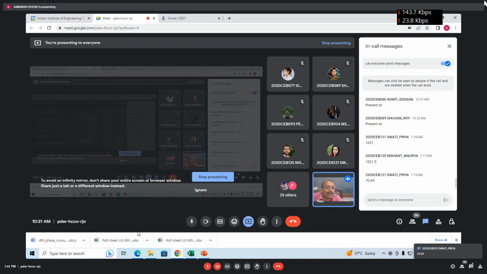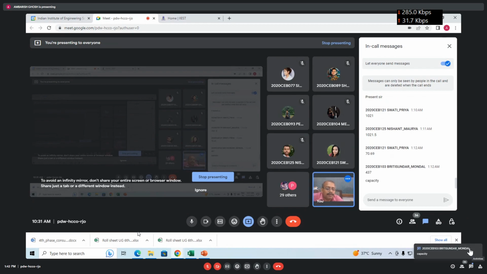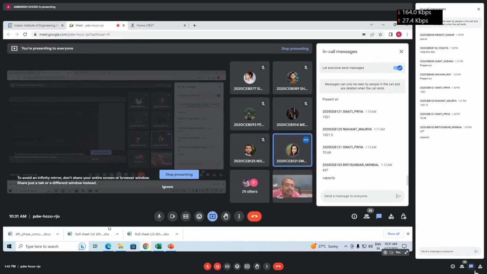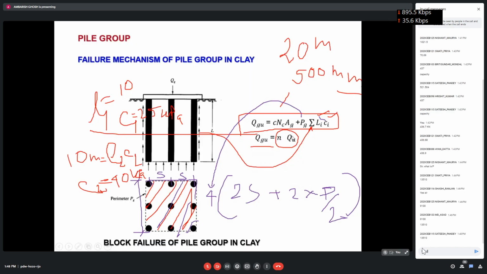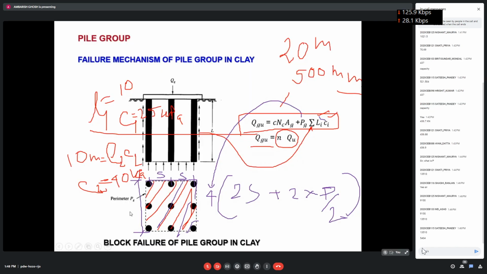This is the point bearing part, or have you divided by 2.5 and all? Sir, on dividing by 2, it is 28.27. Point bearing and skin friction, both you have added. No, sir. You add both of them and then divide by 2.5. You will get the individual pile capacity, multiplied by n. Multiply that by 9. How much is coming?